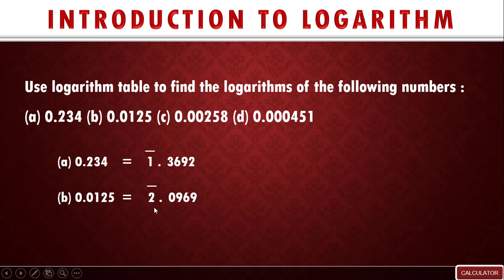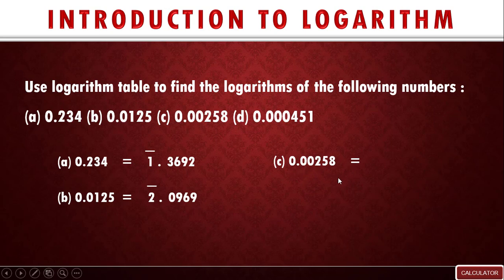So bar 2.0969. So let's look at the C example. We are given 0.00258 to determine the log of this. So ask yourself the question, is this number greater than 1 or less than 1? Since it's starting with 0 point, you definitely know that this particular number is less than 1.